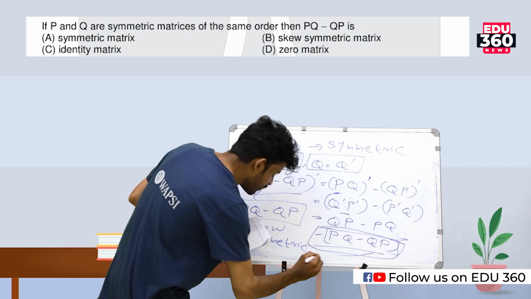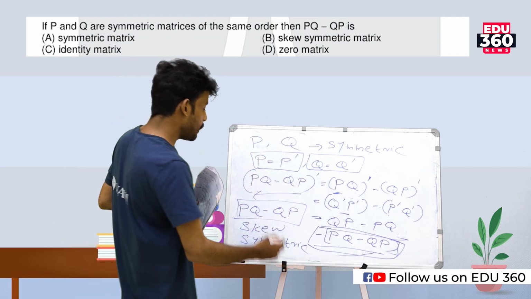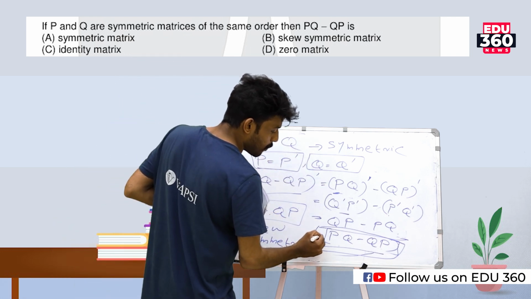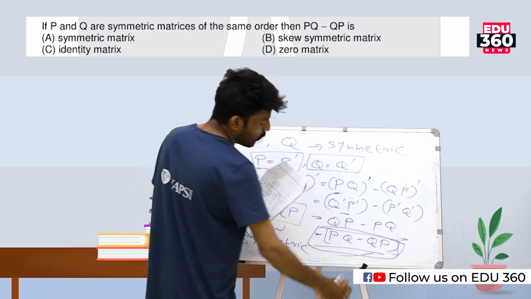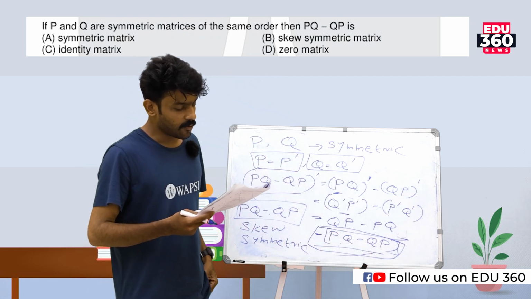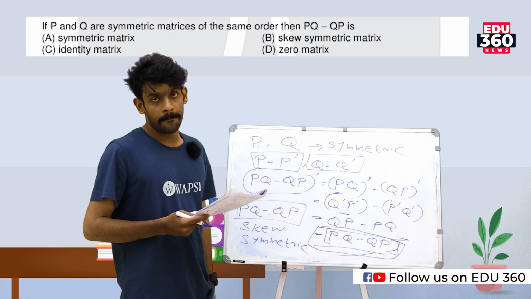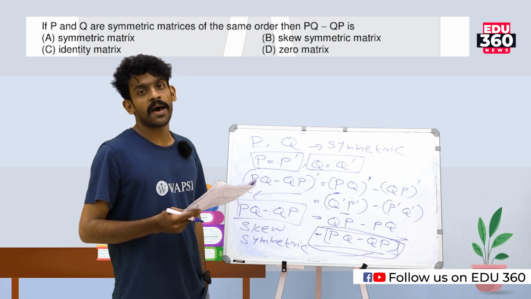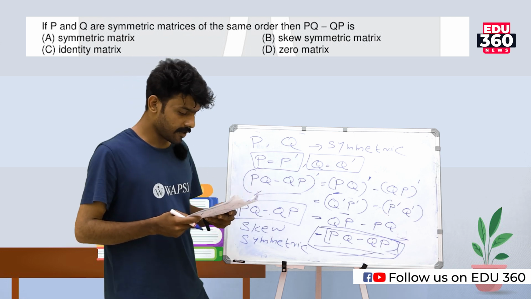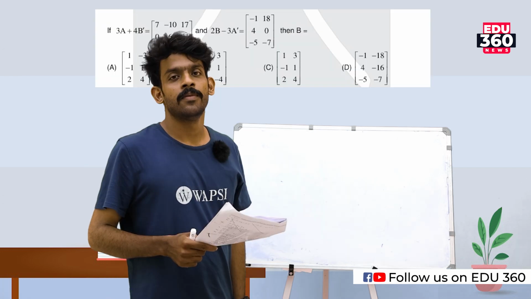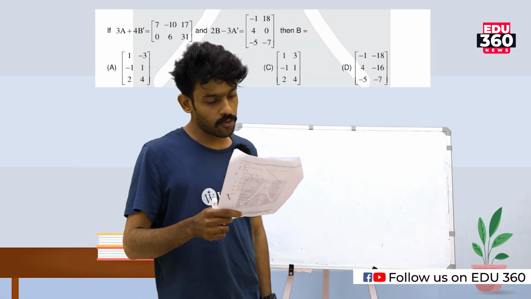This is a skew symmetric matrix because we got PQ minus QP is equal to minus of PQ minus QP. Yes, so that is the condition for a skew symmetric matrix, that is, P transpose is equal to minus P. So now we can move to the third question.